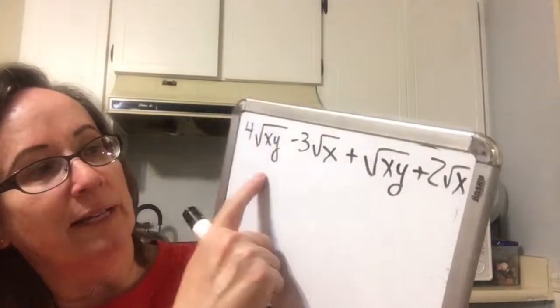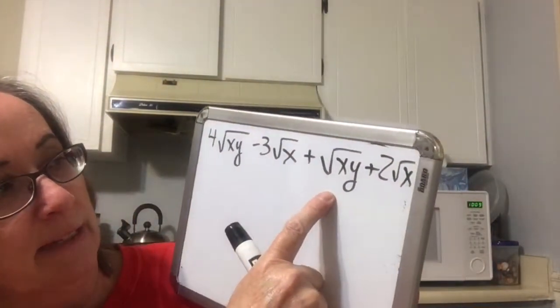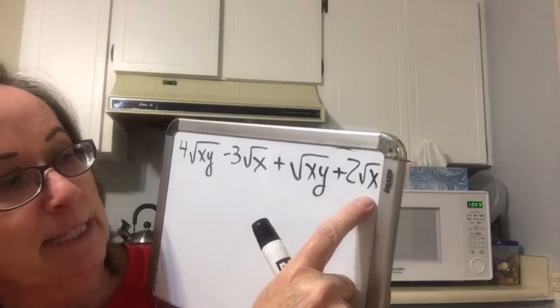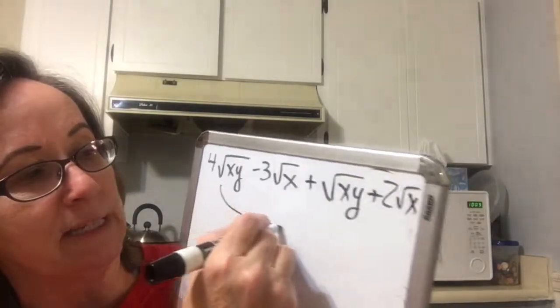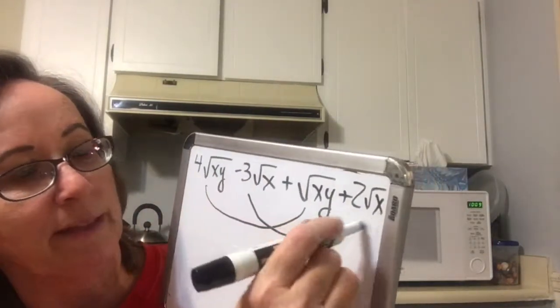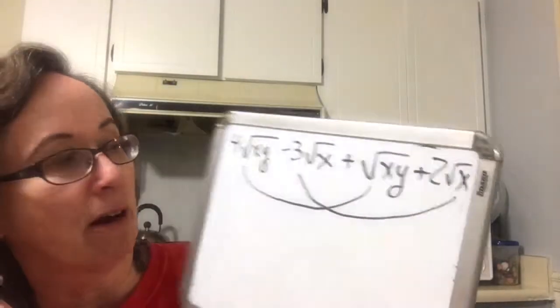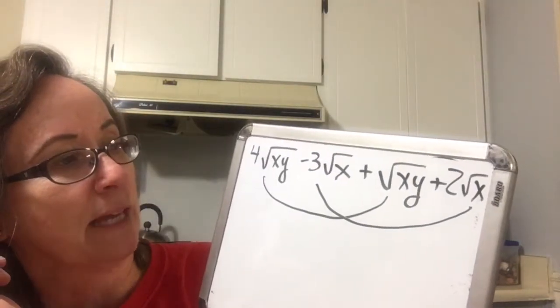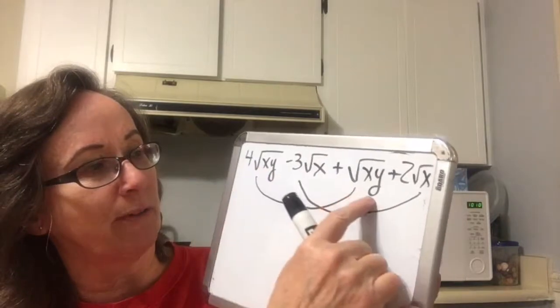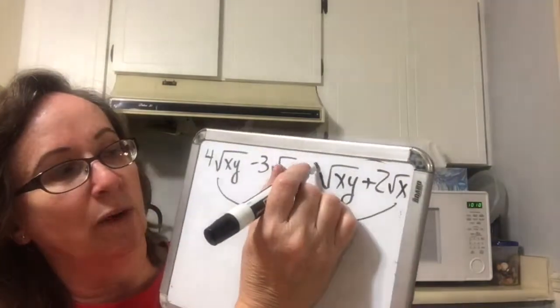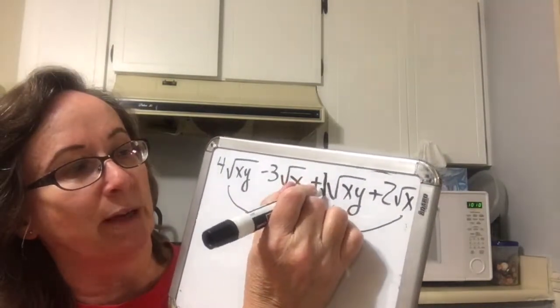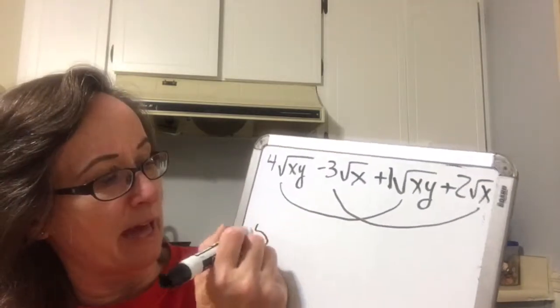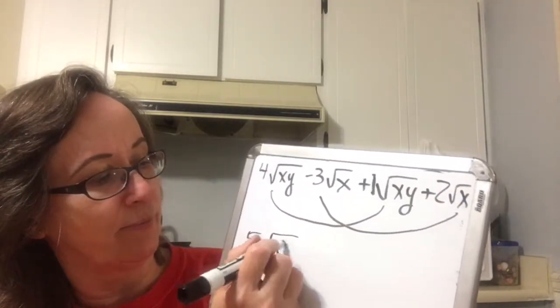All right, now looking at this one, this is already simplified, and this is simplified. This is simplified and this is simplified. So I'm going to join these two together and I'm going to join these two together because they are already simplified radicals. So if I take the 4 square root of xy and the 1, remember that's understood to be a 1 right there, then I end up with a 5 square root of xy.